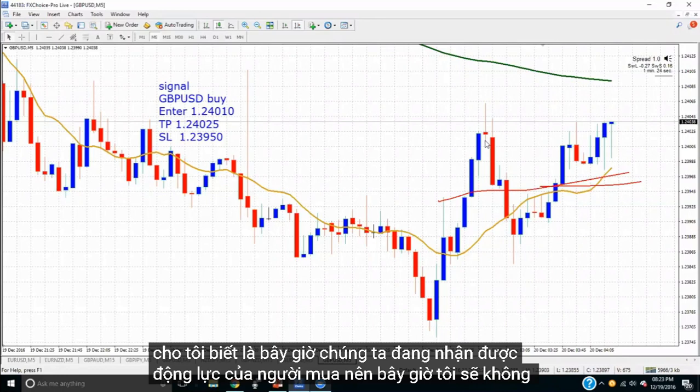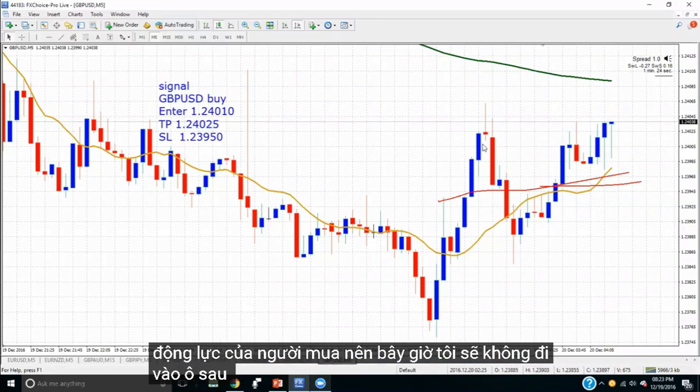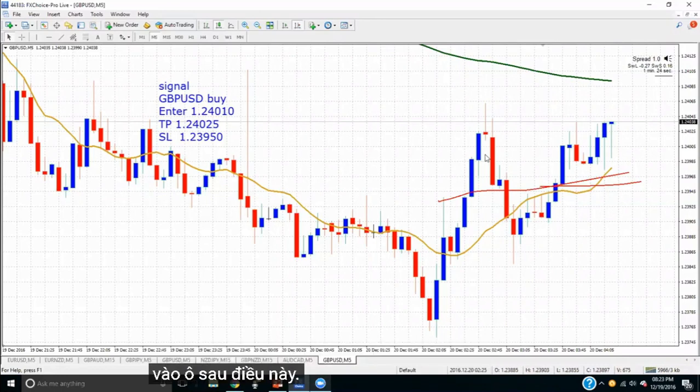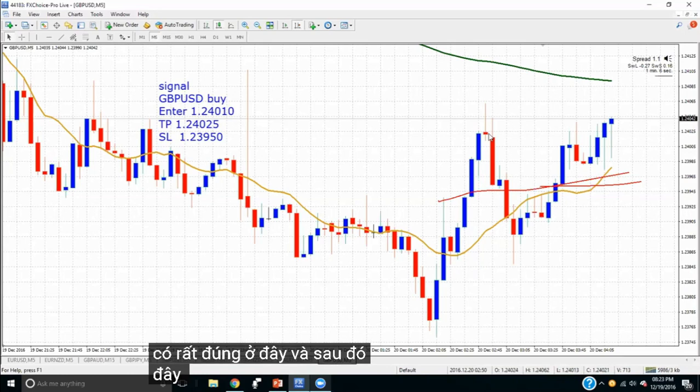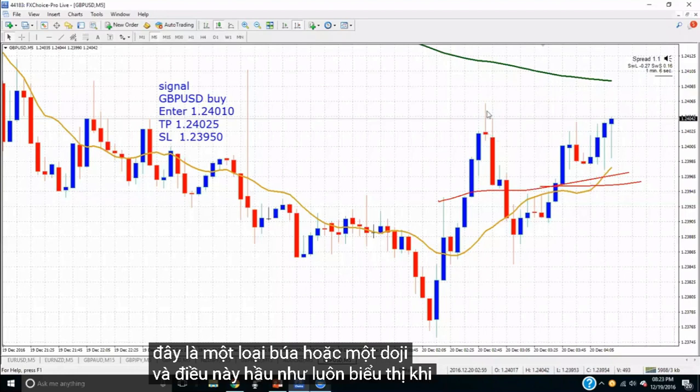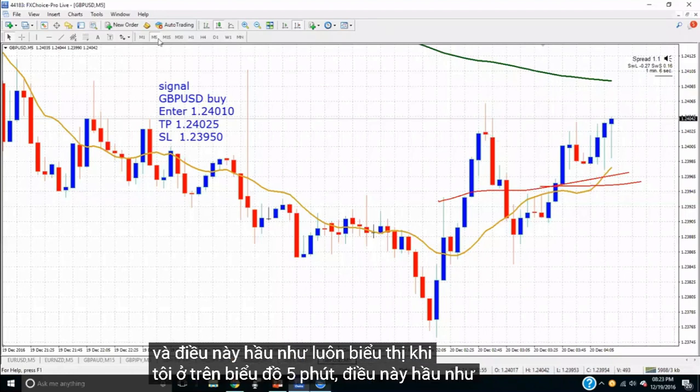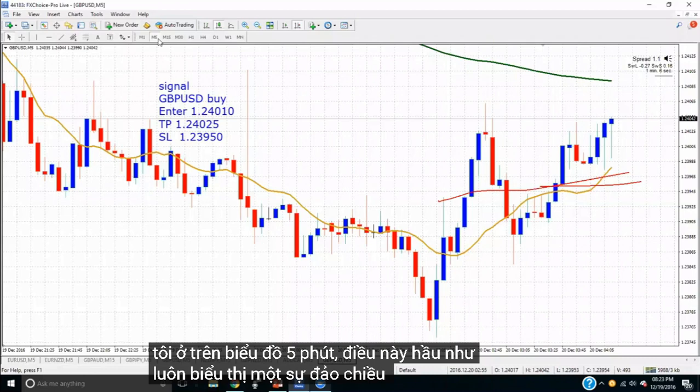So now I wouldn't get into a sell after this. I did a while ago. Wasn't looking at everything like I should have. So right up here, and then this is kind of a hammer or a doji, and this almost always signifies, when I'm on the 5-minute chart, this almost always signifies a reversal.